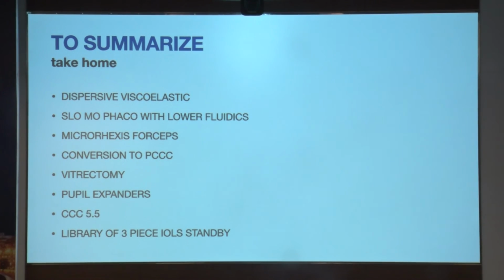So to summarize, we need to have dispersive viscoelastics, slow-mo phaco with lower fluidics, microrhexis forceps ready. You need to convert to a PCCC whenever you get a rent. Don't wait for it to increase. Vitrectomy is always kept ready. You need to use both the parts of the vitrectomy, the IA cut and the cut IA. That's very important. Keep pupil expanders ready in your OR. CCC, try to put it at 5 to 5.5 and always have a library of 3-piece lenses.